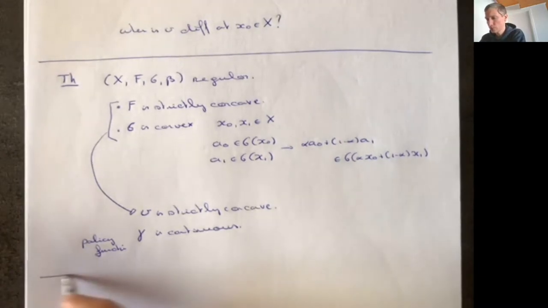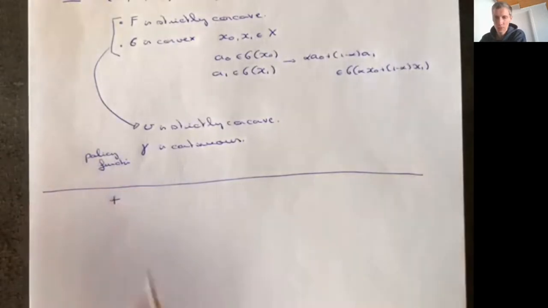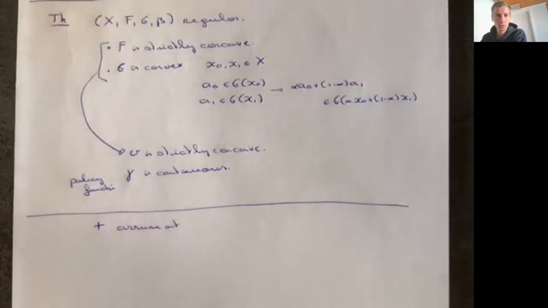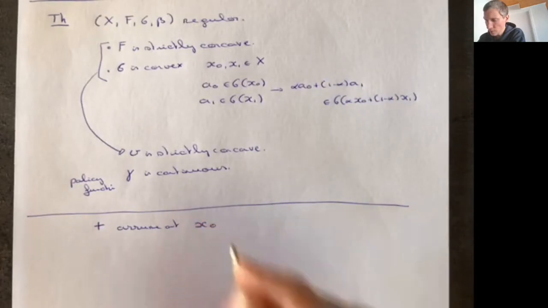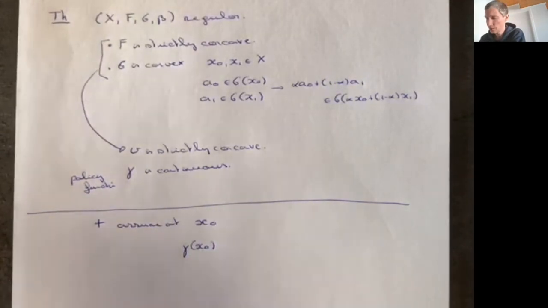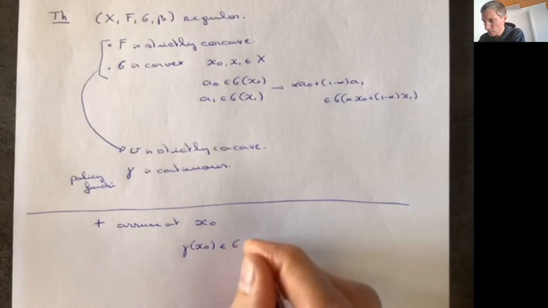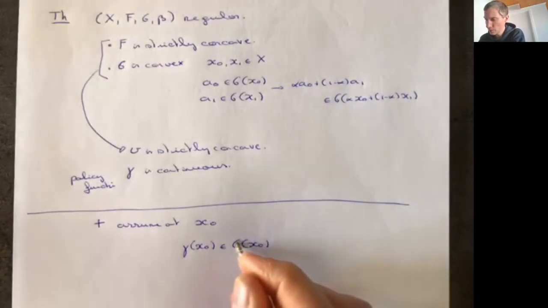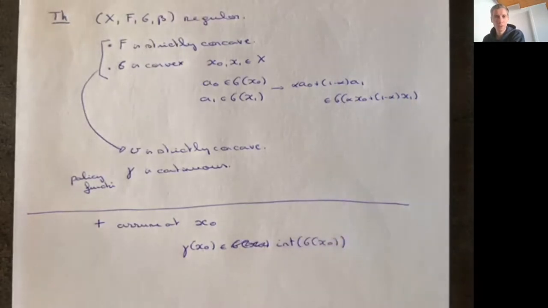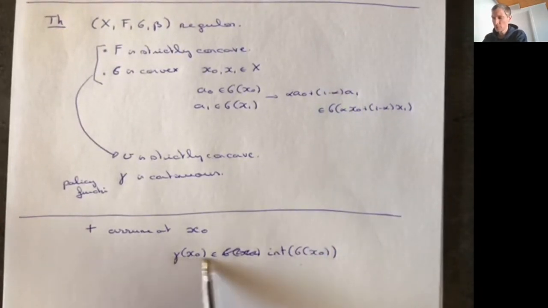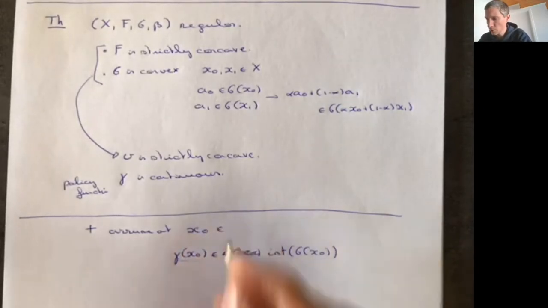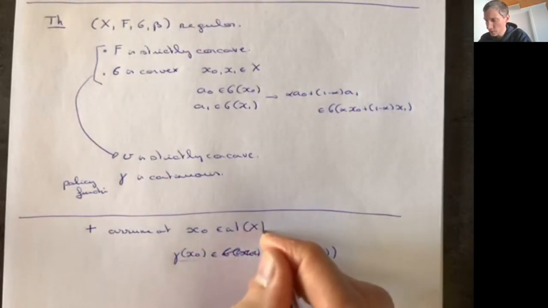So now we're going to assume some additional conditions, and these are the following. Assume at x0 that gamma of x0, which is the best thing to do at a certain state x0, is in g of x0, but we're going to assume that it's in fact an element in the interior of g of x0. Okay, so what does this mean? This means that the best thing to do is not going to be on the boundary of this feasible set of actions. And I'm going to assume that x0 is also in the interior of the state space.